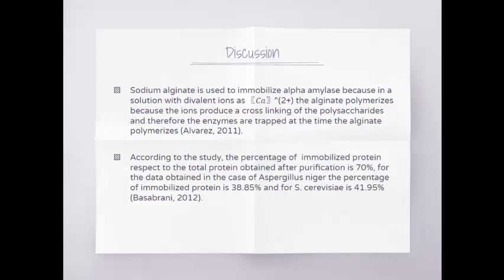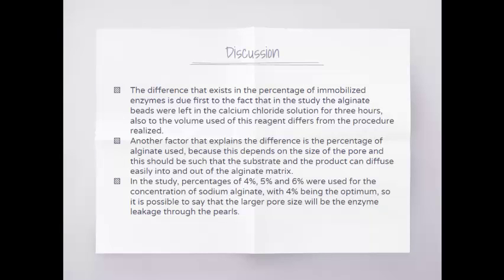For the data obtained in the case of Aspergillus niger, the percentage of immobilized protein is 38.85%, and for Saccharomyces cerevisiae, 41.95%. The difference that exists in the percentage of immobilized enzymes is due first to the fact that in the study the alginate beads were left in calcium chloride solution for 3 hours. Also, the volume used of this reagent differs from the procedure we carried out.